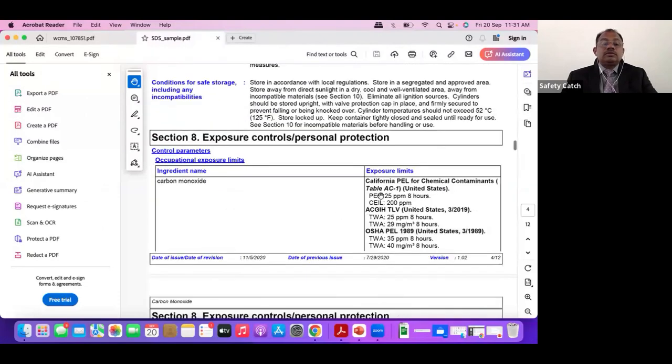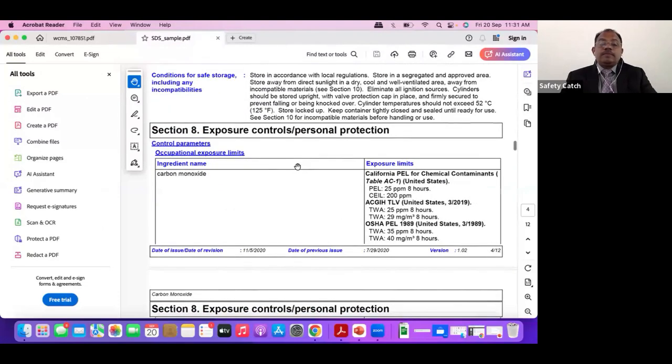Now you see here, exposure controls. Carbon monoxide, California PEL. California, in the US, every state has got their own PEL. They are manufacturing in California, so they are giving the California PEL of 25 ppm for 8 hours, and the ceiling limit is 200 ppm. Now you understand what this is.